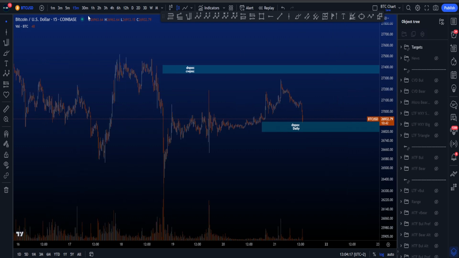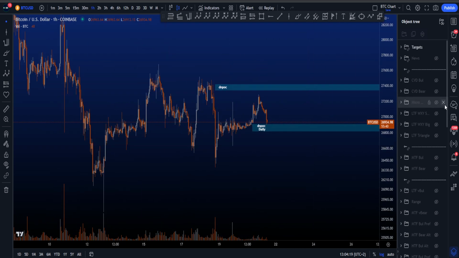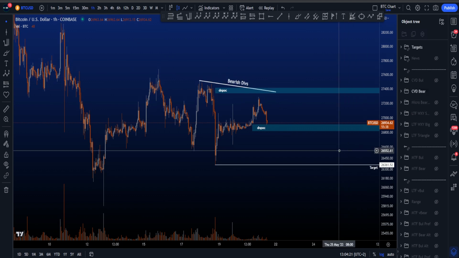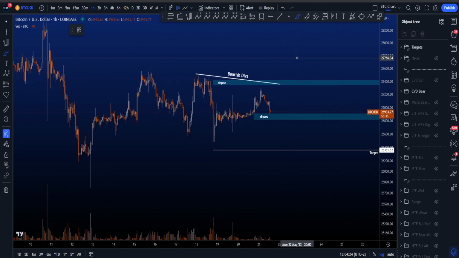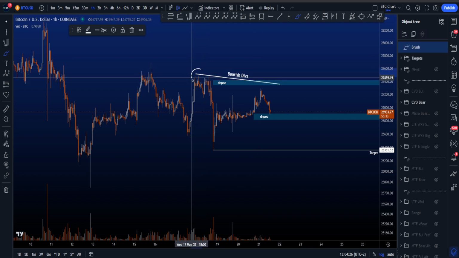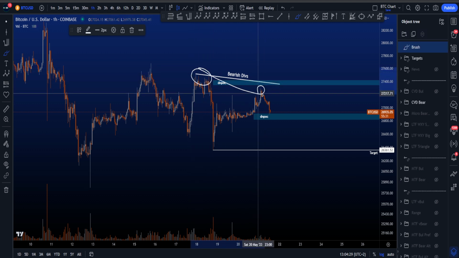Now I do want to show you something important to end this video, and that is we do have bearish divergences. So over here, this is the 1 hour time frame, we have bearish divergences between the highs over here and the lower high that has been created.